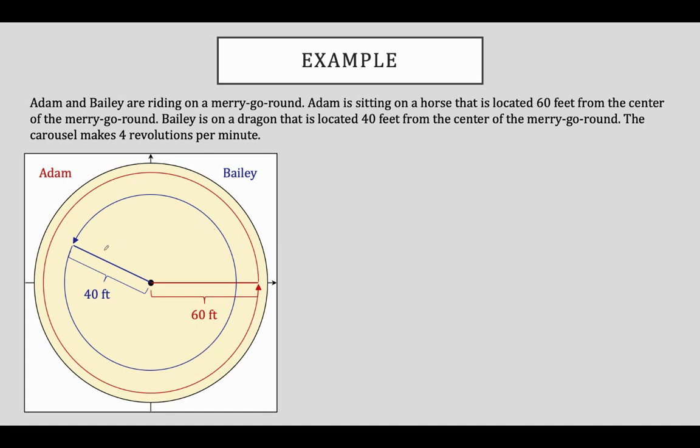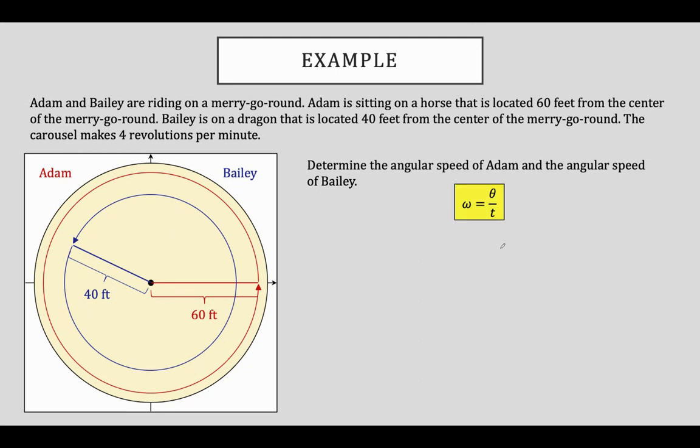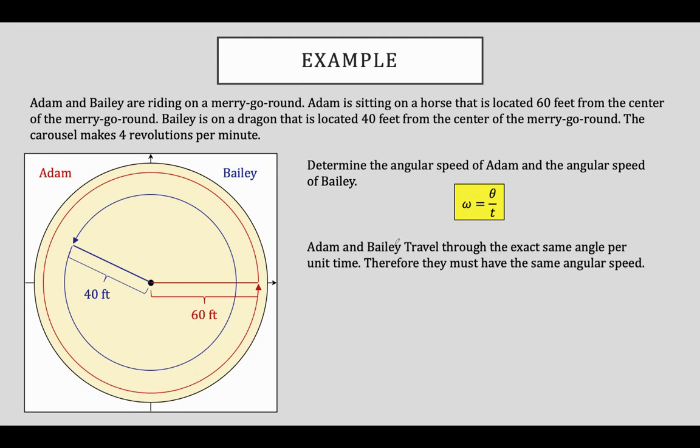So both of them are attached to the carousel, and that means that both of them are making 4 revolutions per minute. So determine the angular speed of Adam and the angular speed of Bailey. Well, let's think about our equation for angular speed. Omega is equal to theta divided by t. That is the angle we travel through per unit time. Well, in this case, Adam and Bailey travel through the exact same angle per unit time. Therefore, they must have the same angular speed, right?